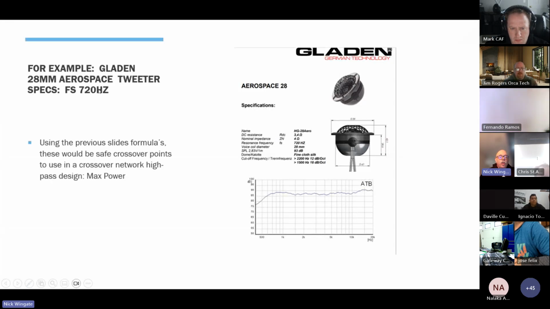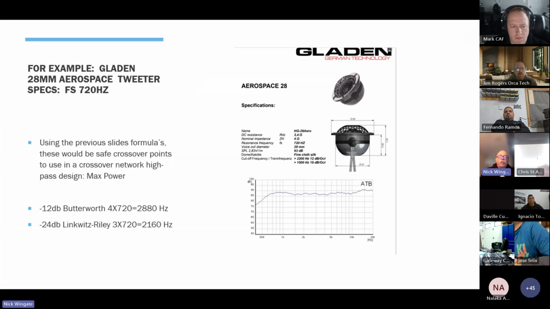So if we use the previous slide's formulas, there would be a safe crossover point to use in the crossover network high pass design for maximum power. And here they are. For a 12 dB per octave Butterworth, it would be 4 times 720. And for a 24 dB per octave Linkwitz Riley, it would be 3 times 720. Okay. Now, you can look on that chart, and I know that the cutoff frequencies that they recommend is 2200 and 1500. That is for a low-powered system.